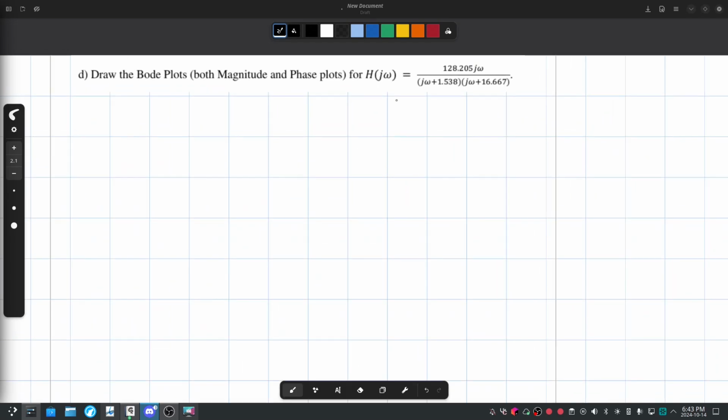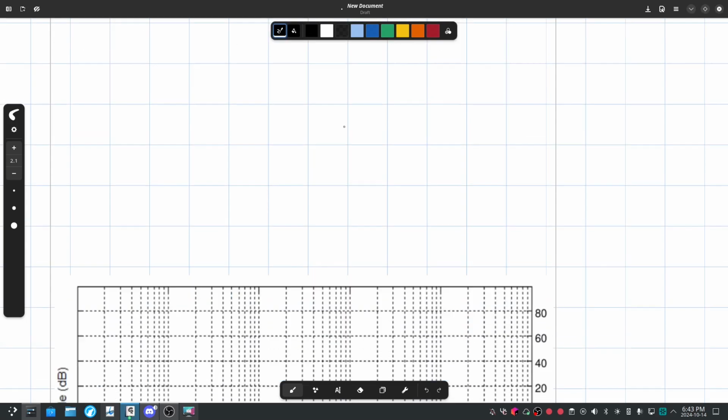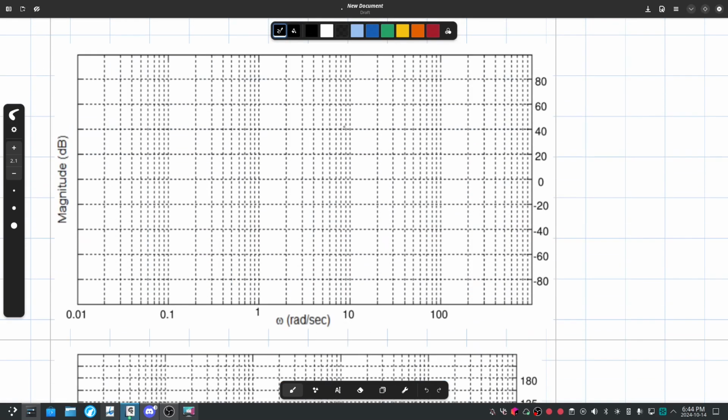Okay, so draw the Bode plots, both magnitude and phase plots for H(jω) is equal to this fun stuff. Question, how many people actually have an idea how Bode plots work? Are we going into this knowing nothing whatsoever, or do you kind of get an idea? Okay, I'm going to start from 0. Actually, I'm not going to explain what the point of the Bode plot is because I don't entirely understand it either. I forgot. But I will tell you how it works.